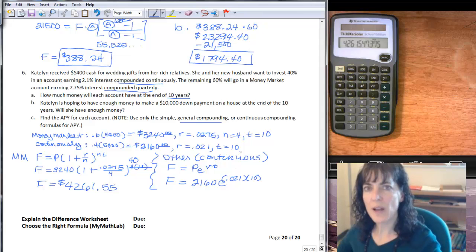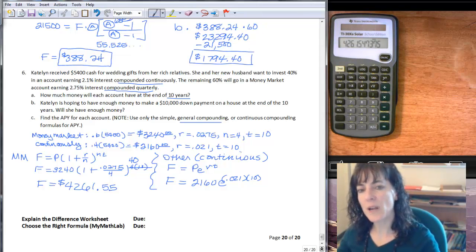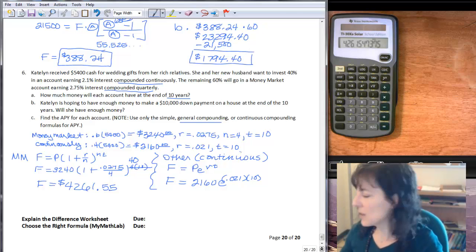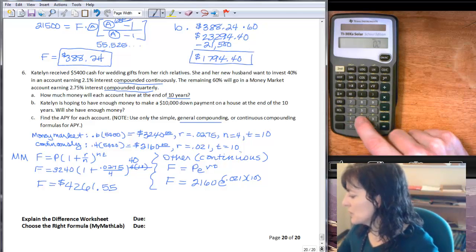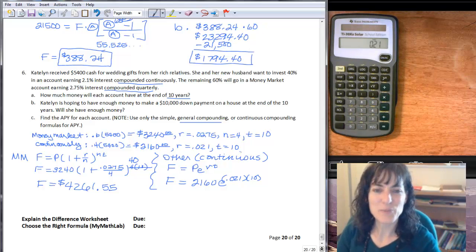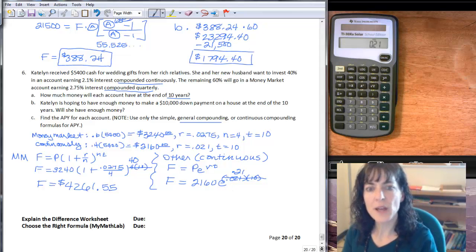I want to go ahead and do that first. Remember, if you multiply by 10, you just move your decimal one place to the right. So I expect it to be 0.21, and I want to just double check. 0.021 times 10, and there it is, 0.21 for my exponent. So I can go ahead and cross that off and put 0.21, and then I need to take e to that power.